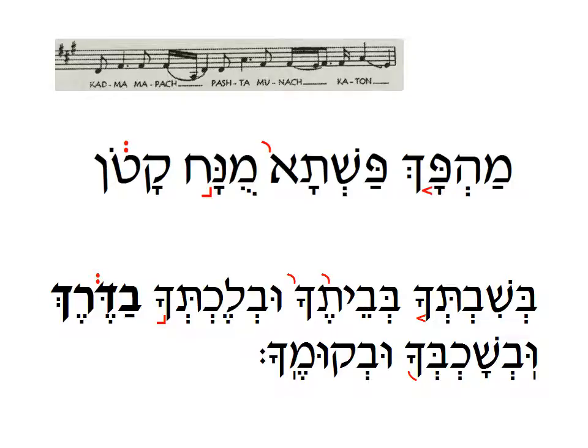Here's another example. This time, the Katon family matched to a Sof Pasuk family. The Katon family are the words Uv'shochbecha, Uv'kumecha, and then Tipcha, Sof Pasuk: Uv'shochbecha, Uv'kumecha. The Katon family: B'shivtecha, B'veitecha, Uvlechtecha, Vaderech. B'shivtecha, B'veitecha, Uvlechtecha, Vaderech. Uv'shochbecha, Uv'kumecha.